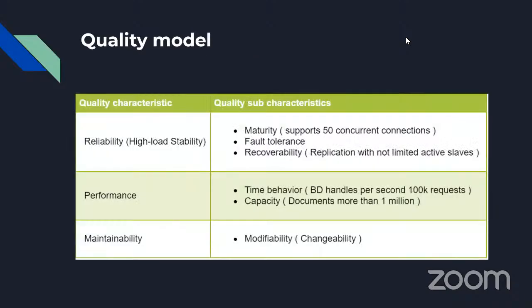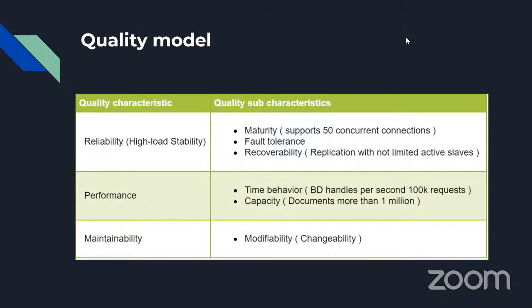For this hackathon, we made a quality model of the reindexer database, and basically we broke down the three main quality attributes which were stated into smaller quality attributes and sub-attributes. We also tried to make the model easy, so that you could see the requirements for the project. For example, maturity in the first line says it supports 50 concurrent connections.